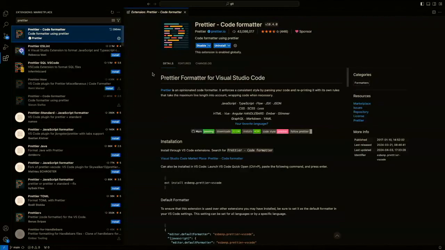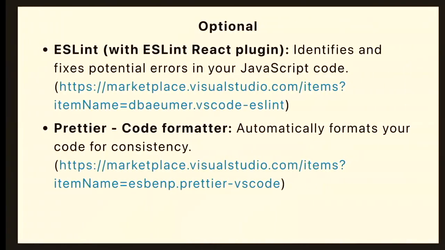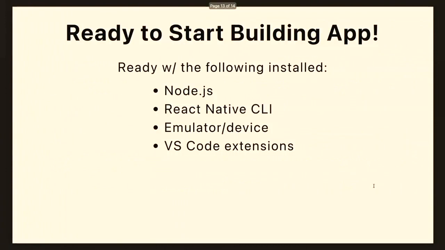So install Prettier there. Okay, so these are the two plugins. I assume everything is okay. And so right now you should have all the basic software installed. Okay, Node, actually not React Native CLI.